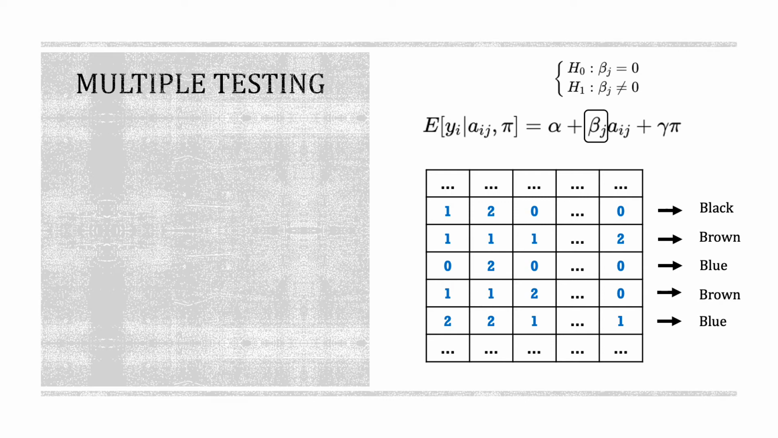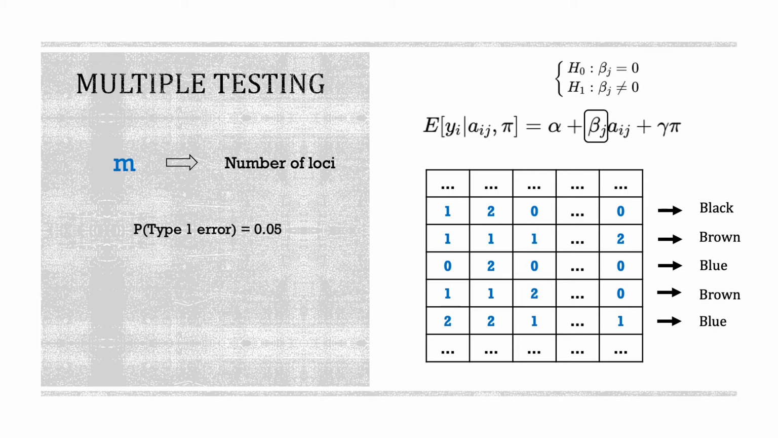Next, we perform marginal regression, like what we see in the formula. Aij refers to the number of alleles inherited by individual i at locus j. Alpha is the intercept, and pi is a vector of confounders. We then step along the genome and perform hypothesis tests locus by locus. We have a total of m hypothesis tests. And then the issue of multiple testing will arise.